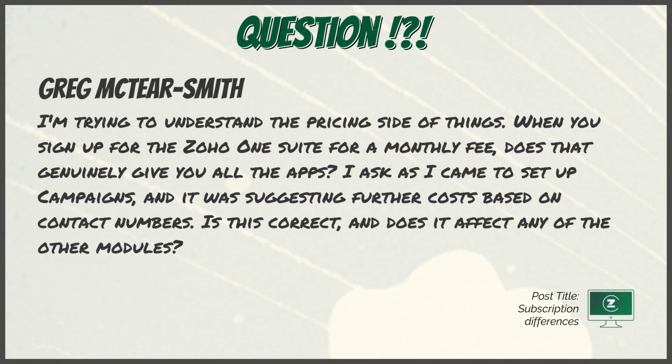All right, our next question comes from Greg McTeer Smith. This was over in Club Z, and the title of his post was Subscription Differences. Greg asks, I'm trying to understand the pricing side of things. When you sign up for the Zoho One Suite for a monthly fee, does that genuinely give you all the apps? I ask as I came to set up Campaigns and it was suggesting further costs based on my contact numbers. Is this correct? And does that affect any of the other modules?